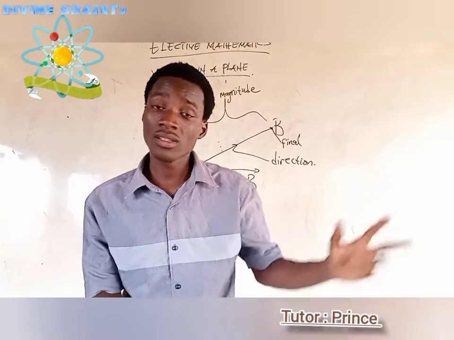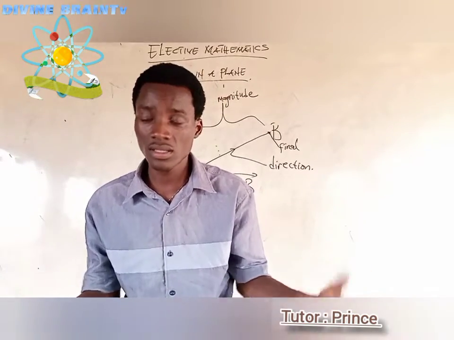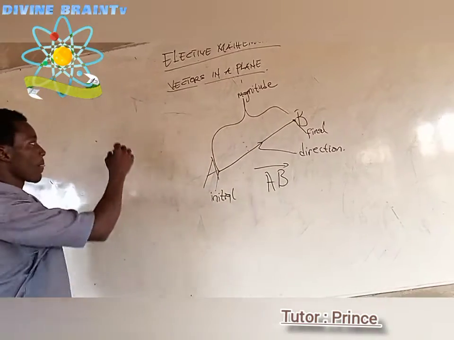So let's first learn how we are able to represent it in column or component form. What is the column or component? Let's do it. So the component form of a vector.